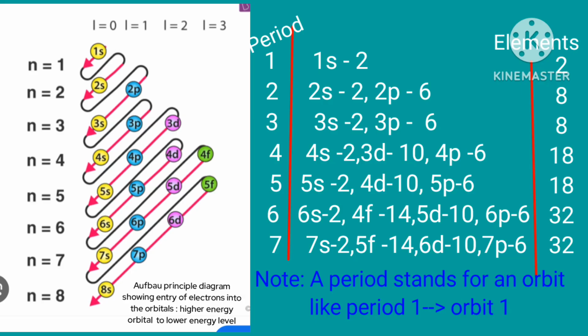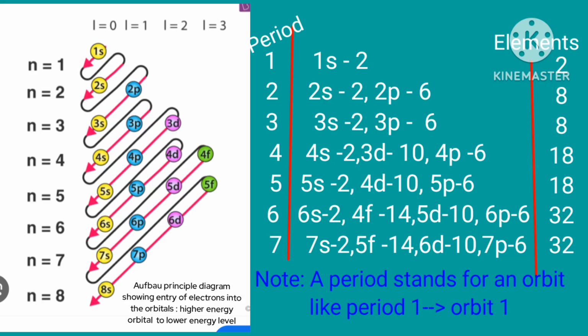In the same way, sixth orbit, that is sixth period, has 6s to 4f14. 4f has 7 orbitals and each orbital has space for 2. Therefore, 7 orbitals can take 14 electrons. So 14 elements are formed. 5d has 10 and 6p has 6. In total, we get 32 elements in this orbit, that is in this period. And the seventh one, 7s is 2, 5f14, 6d10, 7p6. In total, you have 32 elements in this period also.